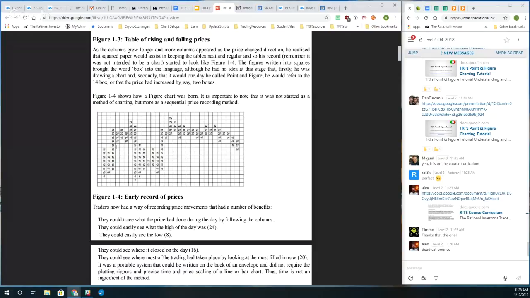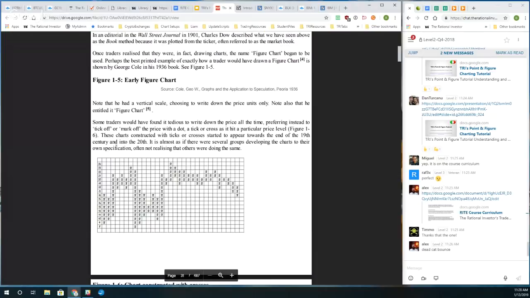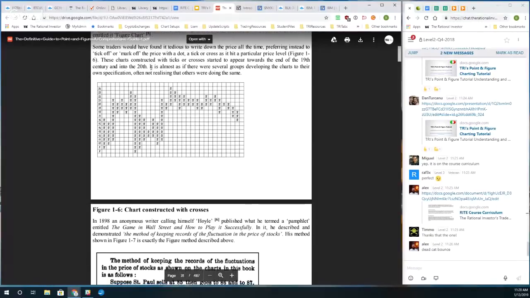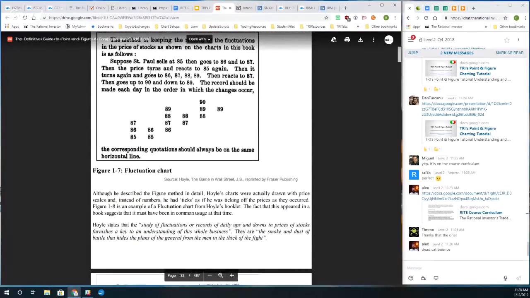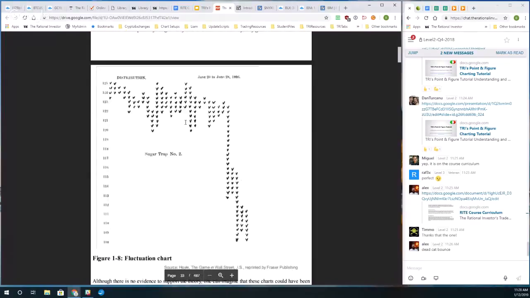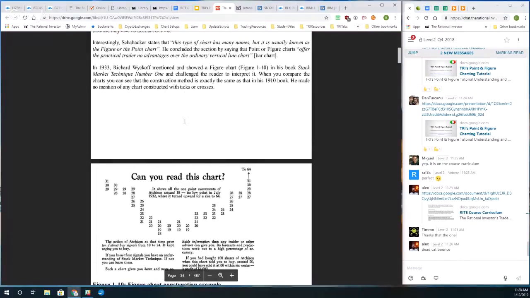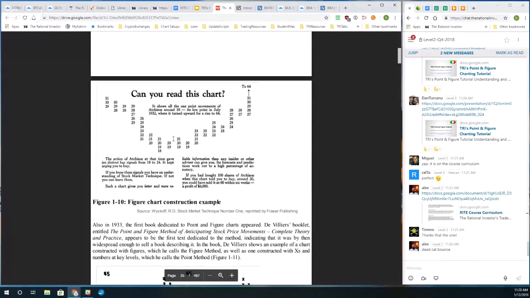So what ended up happening over time was, instead of actually writing in the numbers in the boxes, they just put the numbers along the y-axis, and they simply filled in little notches, like notes, right? This is where the point and figure part of this conversation started to come in, where they transferred from just writing the actual numbers down to eventually making a distinction between prices moving up and prices moving down.